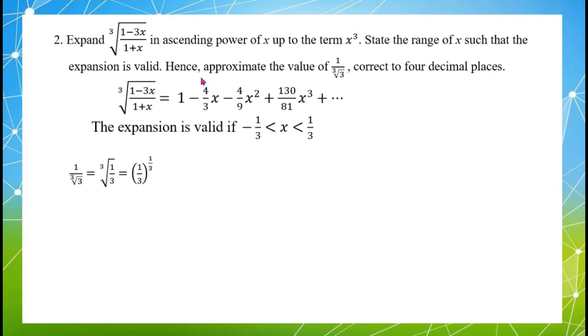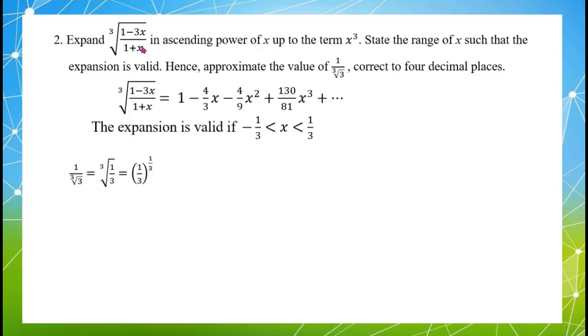Now I'm going to use the binomial expansion to find the approximate value of 1 over cube root of 3. Now when I compare these two values, I found that the cube root covers both the numerator 1 minus 3x and the denominator 1 plus x. But 1 over cube root of 3, the cube root only covers the denominator. So now I change 1 over cube root of 3 into cube root of 1 over 3, such that the cube root covers both numerator and denominator.